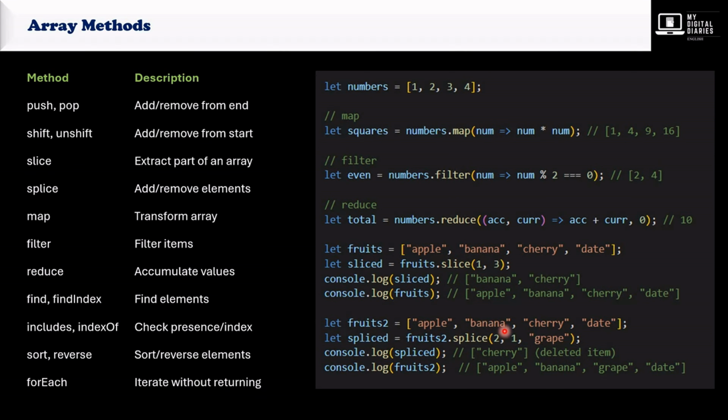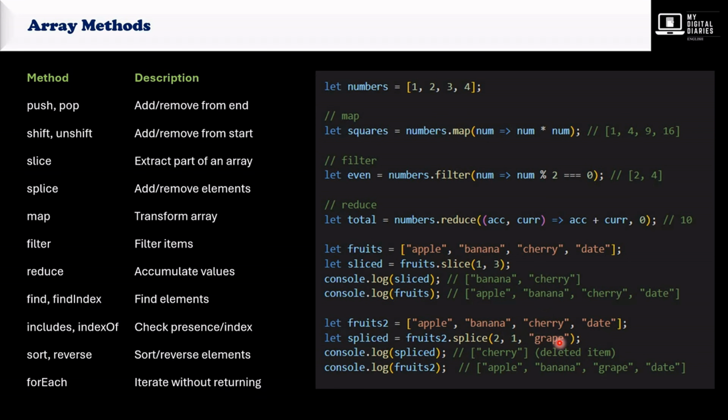Again the same apple, banana, cherry, date. Here what we are doing is 2, 1, grape. So it refers to the second index in the array. Remember, arrays start with 0. So apple is 0, banana is 1 and cherry is 2. So basically cherry we need to delete. And how many items do we need to delete? 1 item. So cherry is 1 item.